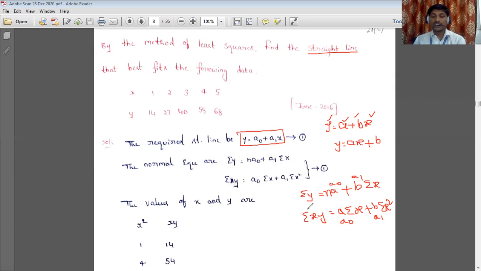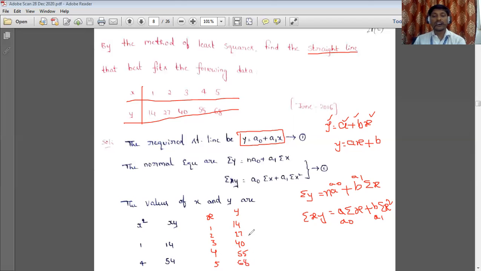Now our intention is to calculate the constants a as well as b. That is the final aim. For getting that we require all these values. They already gave the values of x as well as y, so we have to take those values. The x values they give are 1, 2, 3, 4, 5. The y values they give are 14, 27, 40, 55 and 68.